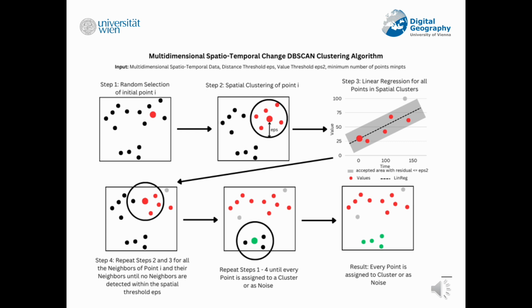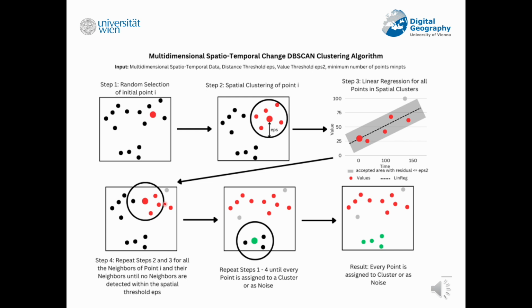This figure shows the steps of the multidimensional spatio-temporal change DBSCAN algorithm. The first step is a random selection of the initial point I. The second step is the spatial clustering of this point and identifying the neighbors. The third step is to apply a linear regression to the point and the neighbors to make predictions for the attribute values and calculate the residuals. If the predictions are below or beyond the value threshold, which is the gray area, then these points are excluded, as you can see for the gray point, for instance.